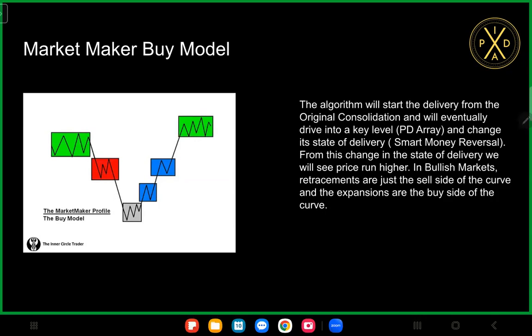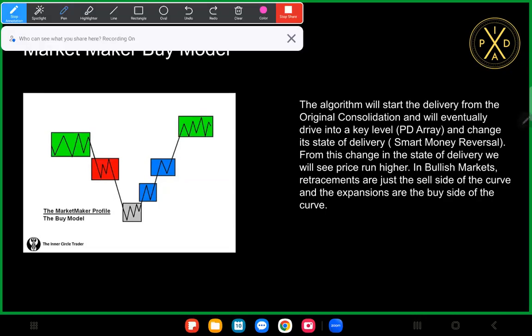And then from this change in the state of delivery, we will see price run higher. And in bullish markets, the retracements are just the sell side of the curve, and the expansions are just the buy side of the curve, right? So let's build this upon that framework of a trending market.